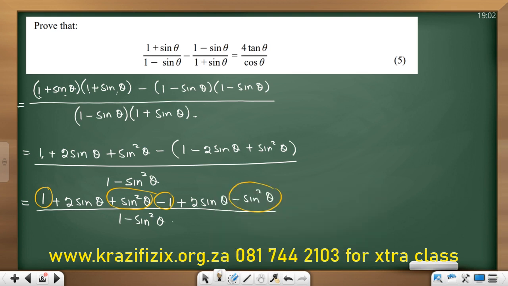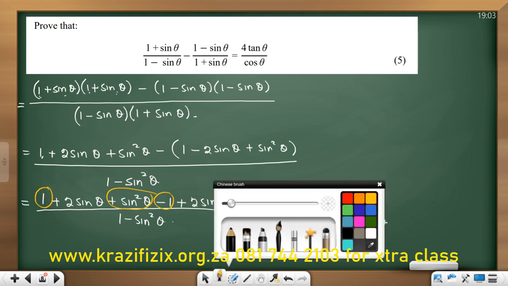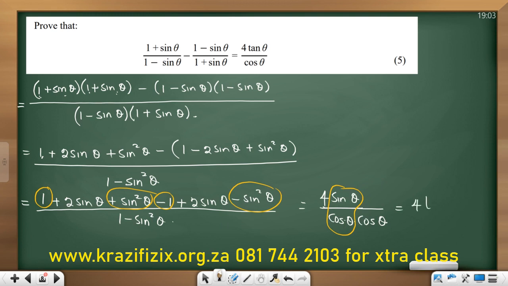All right. I am seeing my 4 already. 4 sine theta over, now what do you have? 1 minus sine squared theta is what? Cos squared theta, which is cos theta multiplied by cos theta, because I see what the examiner wants. Cos squared is cos times cos. Now, what do you notice here? That is tan theta. And I still have a cos theta at my denominator. Done.